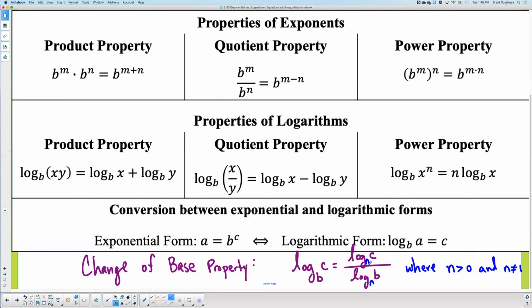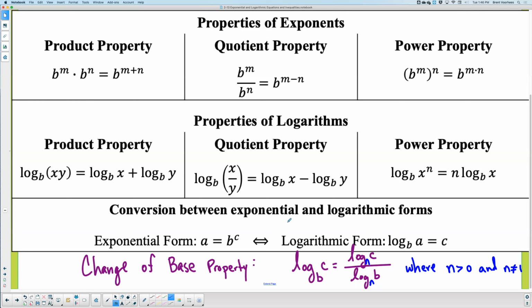You could choose pi, you could choose e, but I would just use common log, log base 10 of c divided by log base 10 of b. That's how I would do it. That's one more property that's not on there. And this is a review of how to convert between the two forms, how to perform the inverse. Just look back at this if you need to, okay?